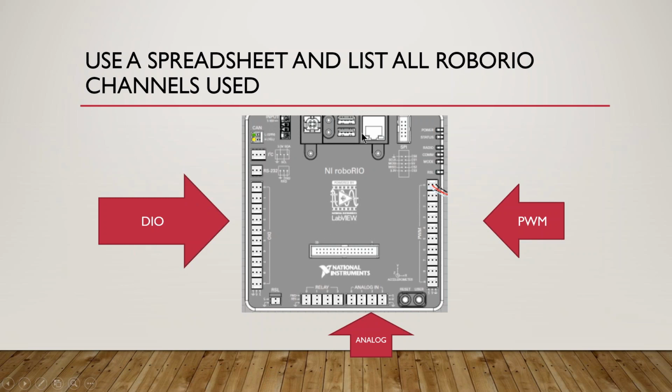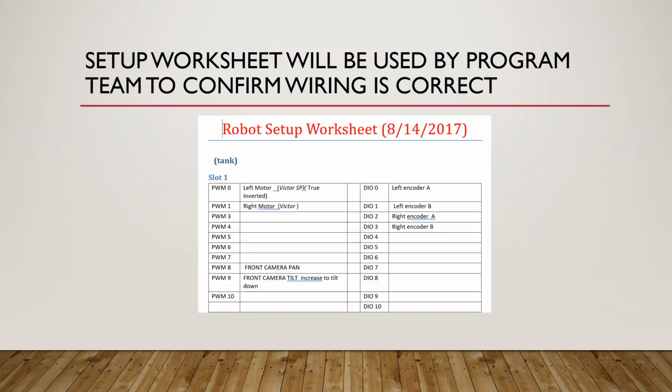The point being, each of these has a designated channel number, and it's important that we wire to each one as it's required. And I recommend that you use the examples as you do this. So here's what a robot setup worksheet might look like, indicating each channel and then what element is connected to it. Ultimately, the worksheet will be used by the wiring and programming teams to confirm that the wiring is correct. So it's important to keep it up to date.